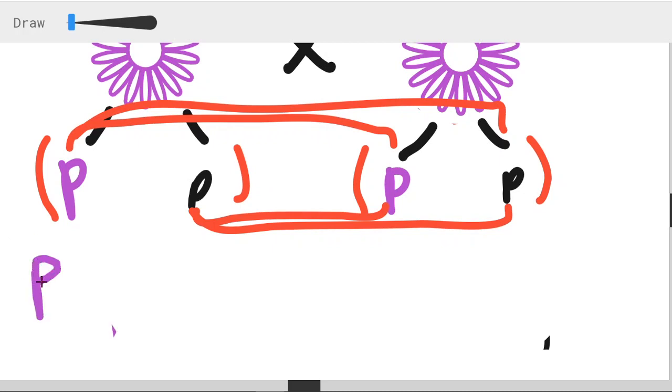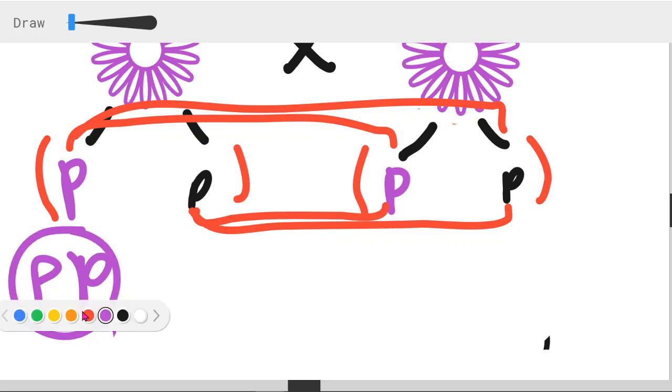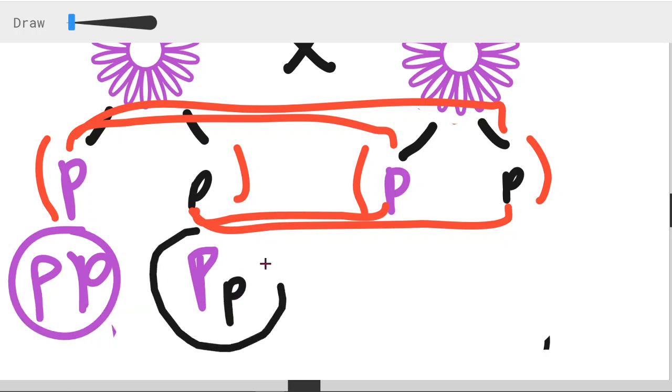We have a P with a P. First interesting new combination: we have a dominant with a dominant. That's our first one. We have a dominant with a recessive. That's our second combination. And we have a recessive with a recessive. Let's look at it right now.